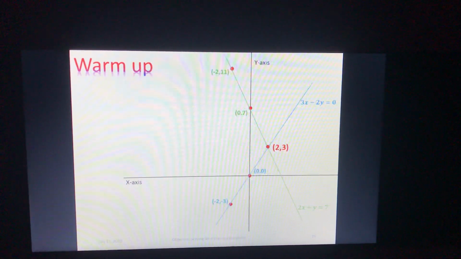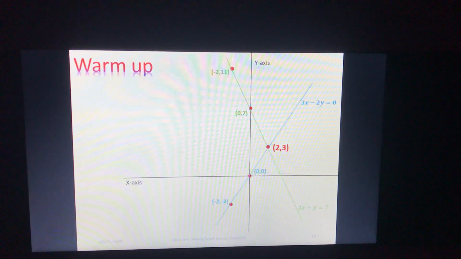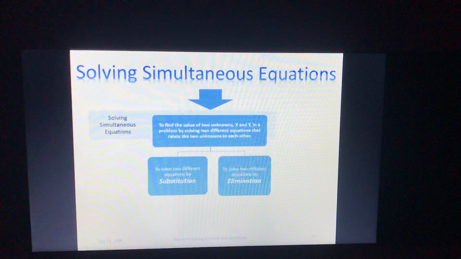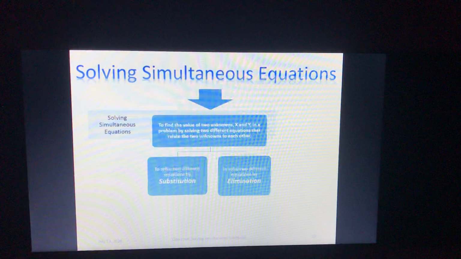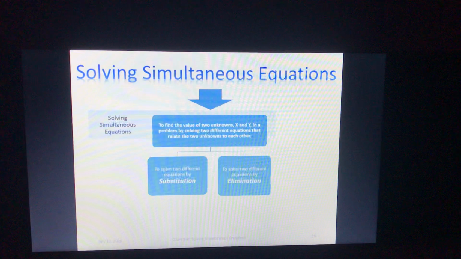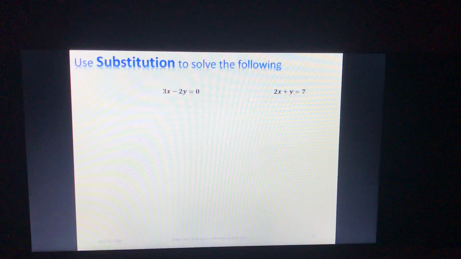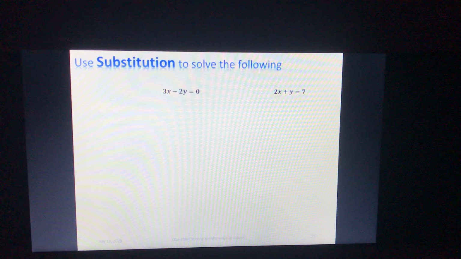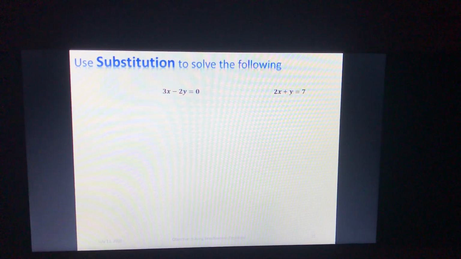Now, that's how we solve simultaneous equations graphically. But we're going to learn today how to solve simultaneous equations algebraically. We have two methods, substitution or elimination. Let's start with the substitution method, and I'm going to use the exact same equations that we solved graphically. 3x minus 2y is equal to 0, 2x plus y is equal to 7.